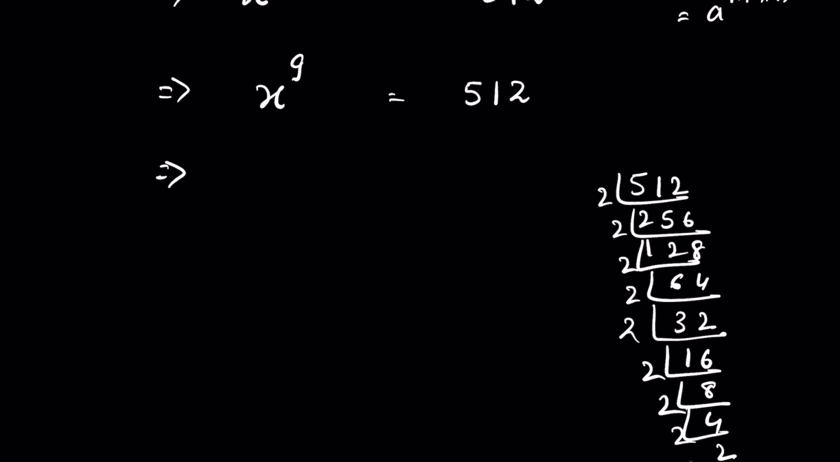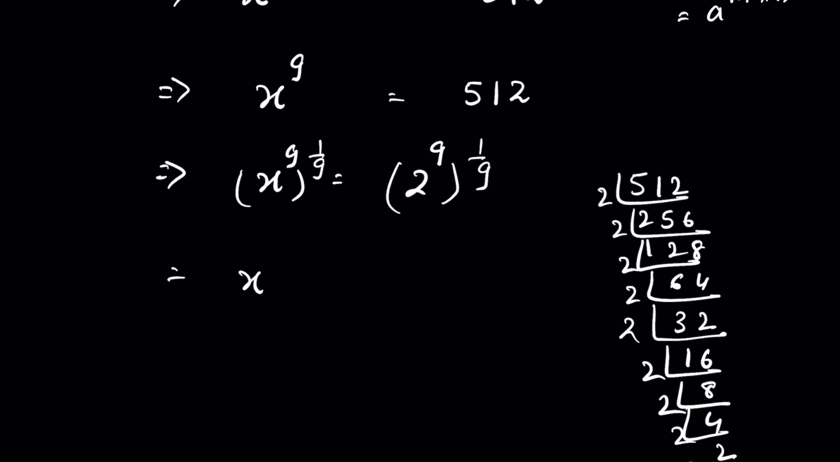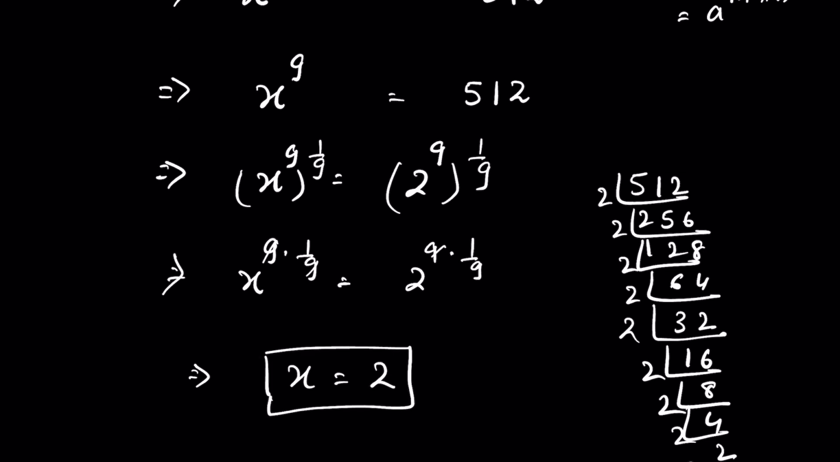So here we can write x to the power 9 is equal to 2 to the power 9. Now if we raise both the sides to the power of 1 upon 9, then it is equal to x raised to the power of 9 times 1 upon 9 is equal to 2 to the power 9 raised to the power of 1 upon 9. 9 and 9 get cancelled. Therefore, x is equal to 2. So this is one way of solving it.